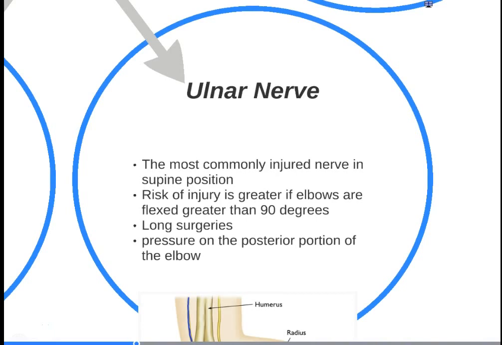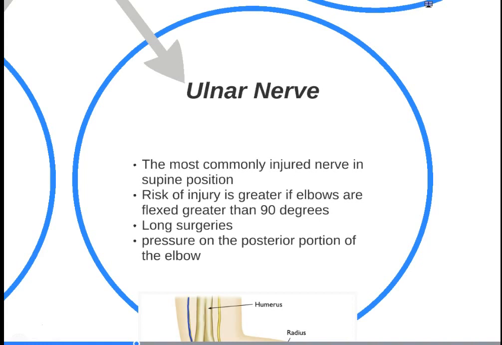So the ulnar nerve is the most commonly injured nerve in the supine position, and the risk of injury is greater if the elbows are flexed greater than 90 degrees. So what do I mean by that? If your arms are out and not tucked up to your side, but they're out on arm boards, have them in a neutral position, less than a 90-degree angle. If surgeons want the arms out of the way and start jacking the arm up, and it's a greater than 90-degree bend, you can stretch the ulnar nerve, and you can also stretch the brachial plexus. So just be careful not to go greater than 90 degrees.